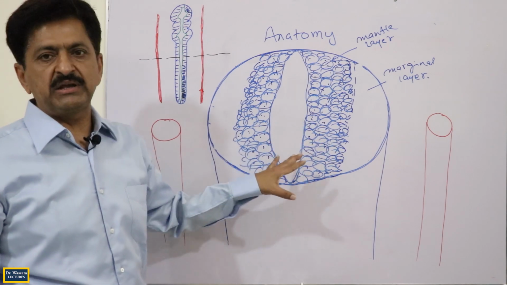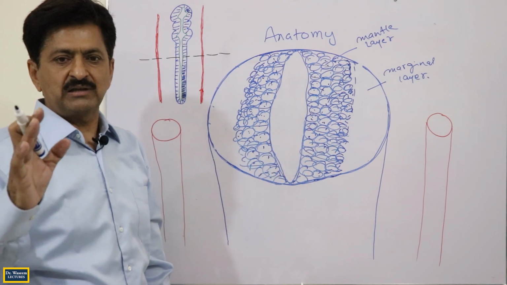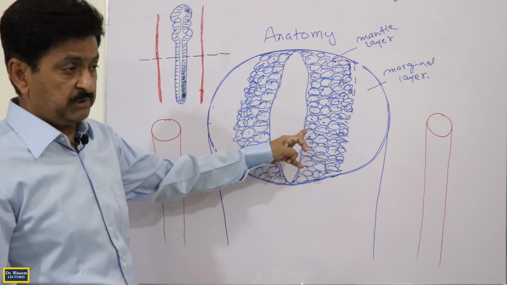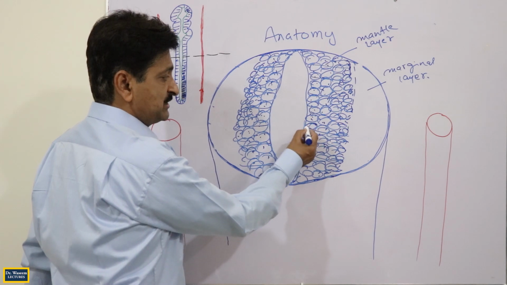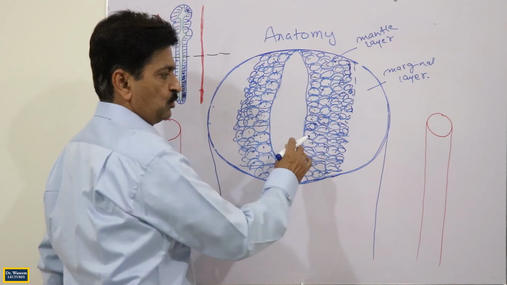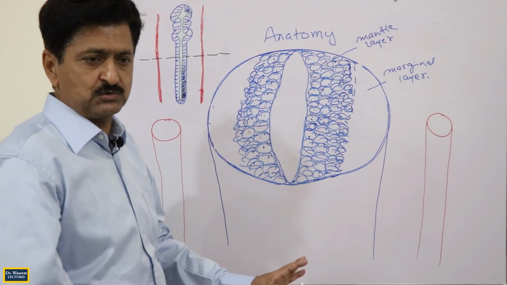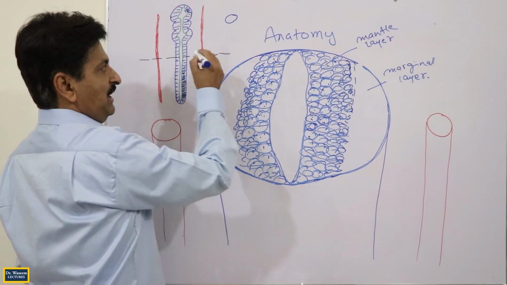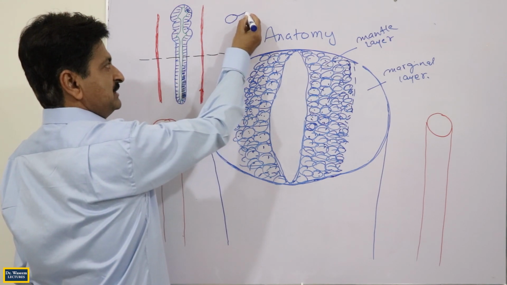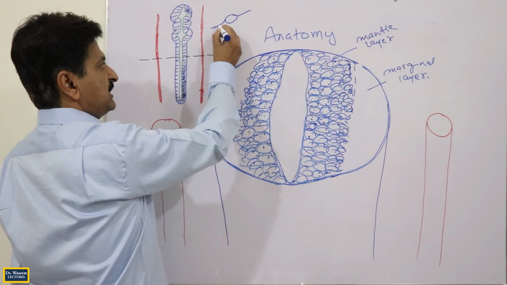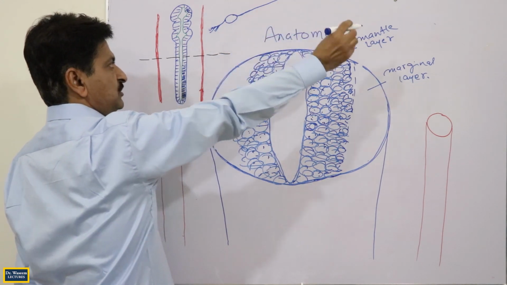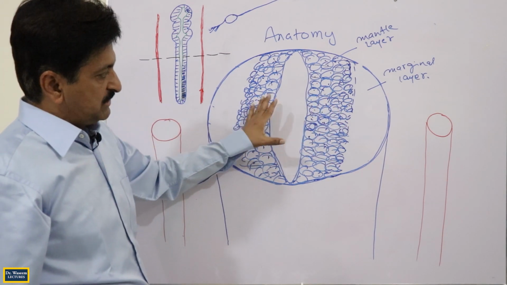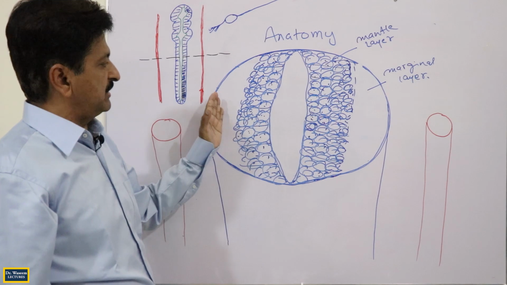This mantle layer will be the future gray matter, because it contains the cell bodies. Initially these neurons have no cytoplasmic processes, no dendrites, no axons. So they are apolar, and then they will give the cytoplasmic extensions. Some are called dendrites and one will be called the axon. These are the neurons which will develop here. But you have the marginal layer and you have the mantle layer.